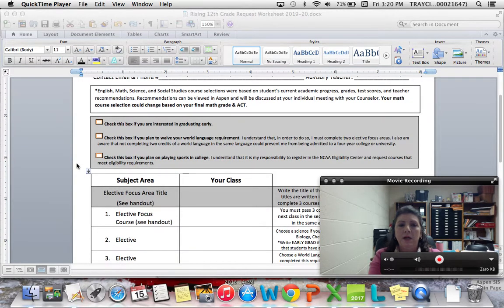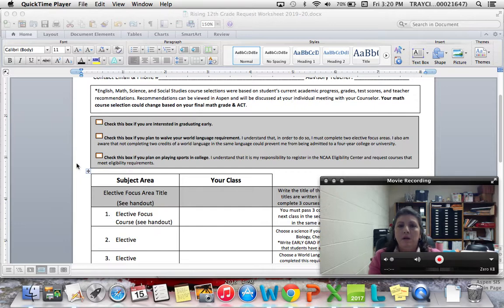The next area is this gray shaded area. There's a few boxes there. The first one, you need to check it if you're interested in graduating early. Again, if you're interested in graduating early, check this box and then we can sit down and talk about it when I meet with you individually, and we can look at if that is a real possibility for you.